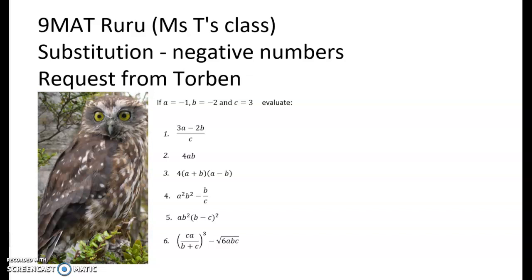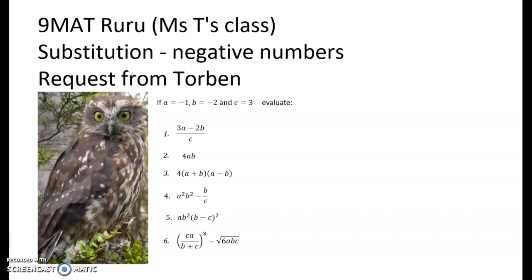Kia ora, Year 9. This is a request from Torben for some harder substitution questions that have got some practice with negative numbers. So I think that's a really good request. It's really important that you can use your negative number skills and make sure that your BEDMAS rules are all working properly. I'd like you to pause the video now and have a go at these 6 questions.